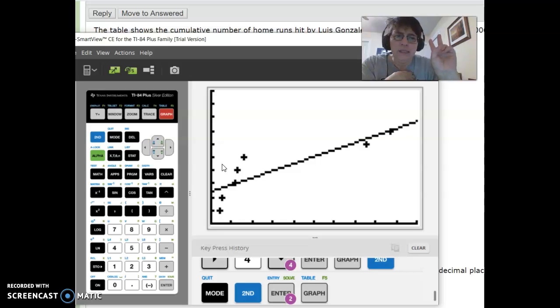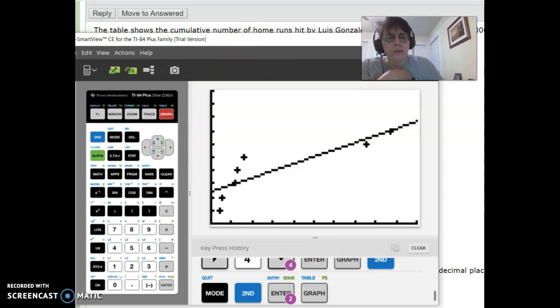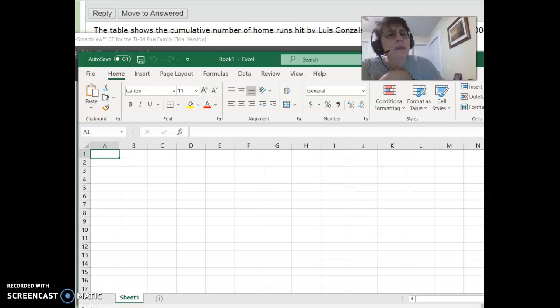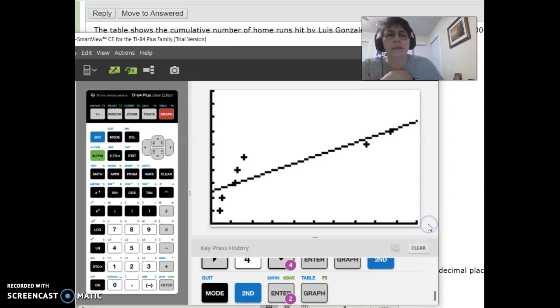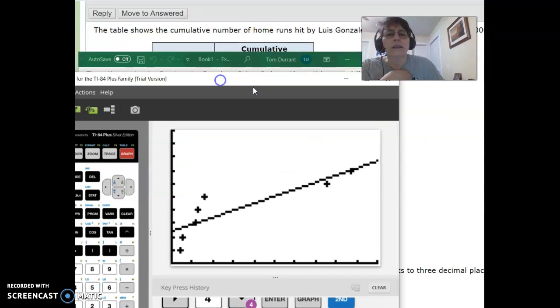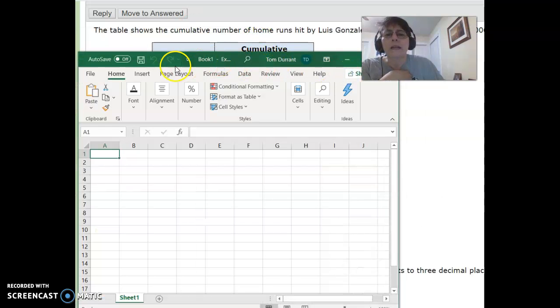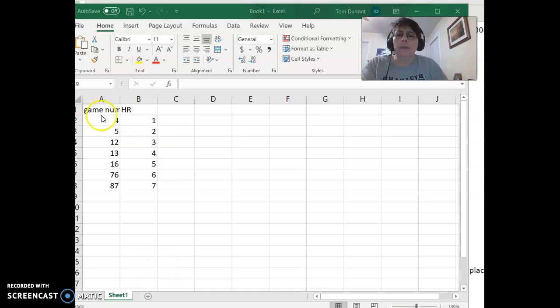Second method, let's do the Excel. So let me pull that up. Make it a little bit smaller. Let me turn off the calculator and move this over. Actually, I'm going to pause and put the points in. Okay, so I put the numbers in.